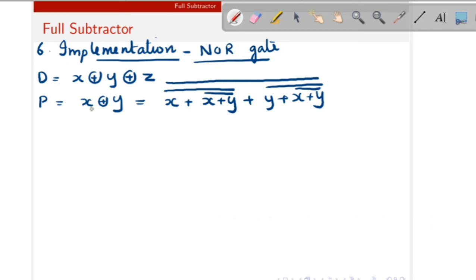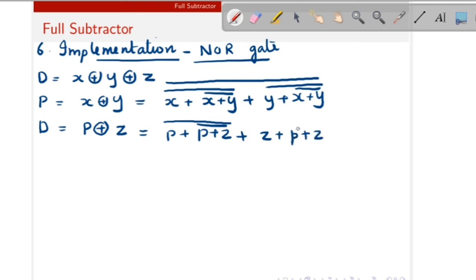Now we can write d as p XOR z. So we can write it as p plus z bar whole bar plus z plus p plus z bar whole bar whole bar. So this is the Boolean expression for difference using NOR gate. Clear? Then we have the borrow.